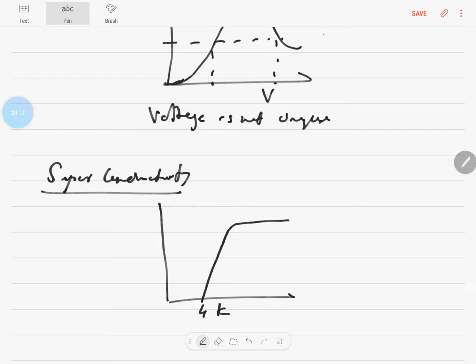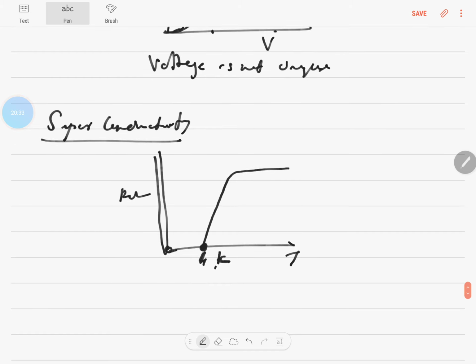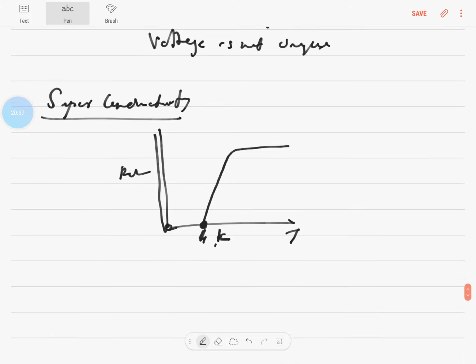The y-axis is resistance in ohms, and this is temperature in Kelvin. At 4 Kelvin, when you reduce the temperature, the conductor loses all its resistance. Resistance goes to the x-axis, and it behaves like a superconductor. Okay, that should be sufficient.